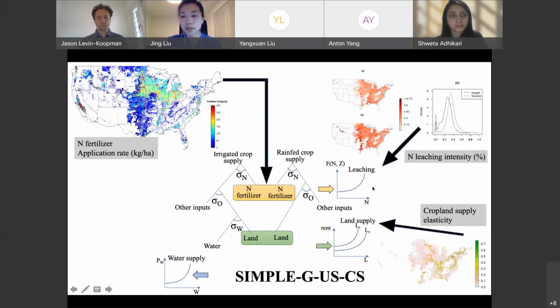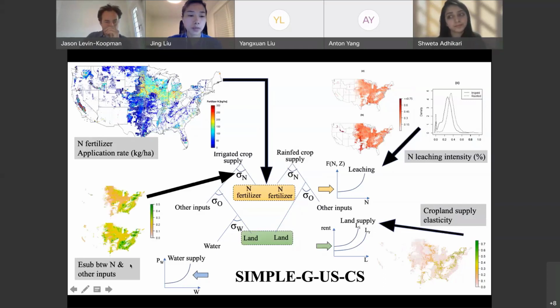And then we have this cropland supply elasticity. So you see more elasticity, or land expansion potential, not in the major Corn Belt area, but on the fringe of the Corn Belt. And then finally, we use the Agro-IBIS output to estimate the elasticity of substitution between nitrogen and other inputs. Also, it varies between rain-fed and irrigated crops.